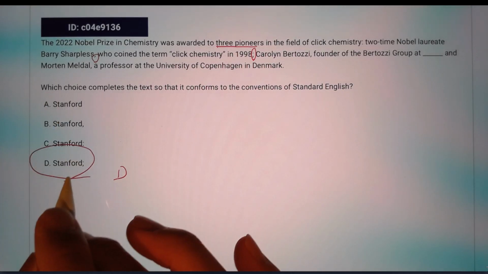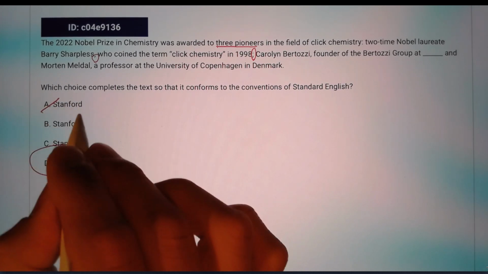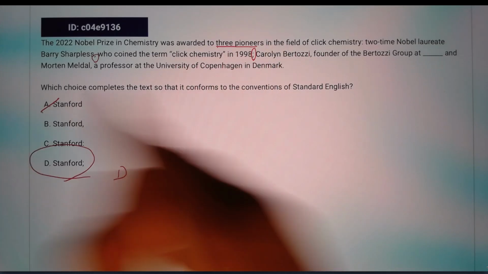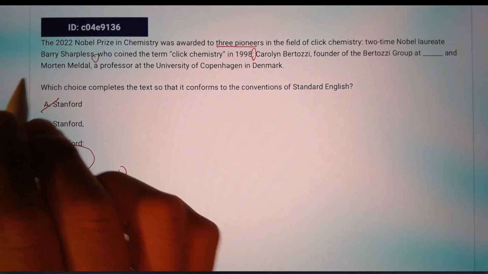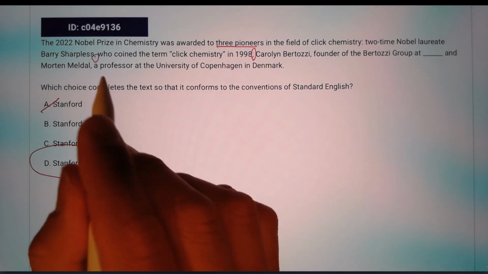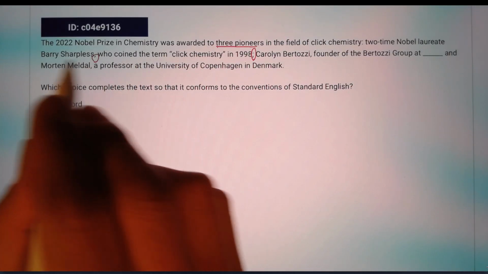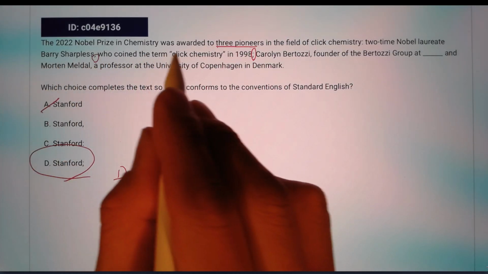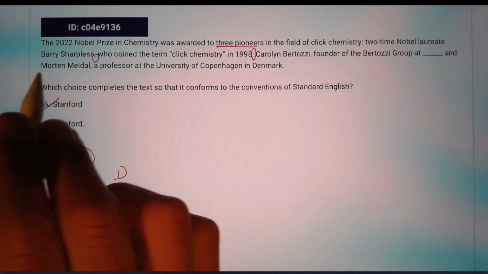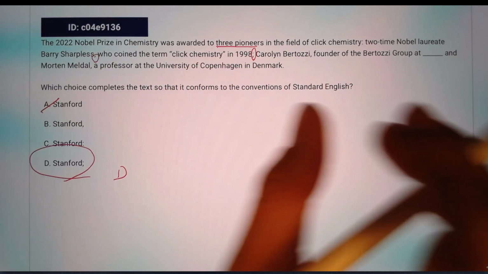Okay, the rest don't do that. So choice A is out because we don't distinguish or make the boundary between the complex series of three people here. You don't want to mix Caroline Bertozzi with Morten Meldal because they're two separate people. And these commas, after comma, this describes who they are. Sharpless was the person who coined click chemistry. The founder of Bertozzi Group is Caroline Bertozzi, and Professor. Okay, so these commas are to clarify what they did.